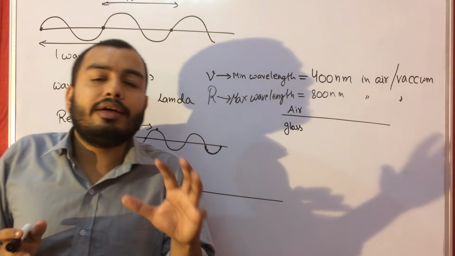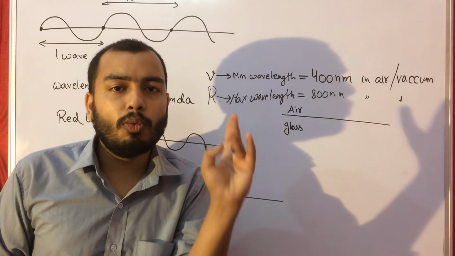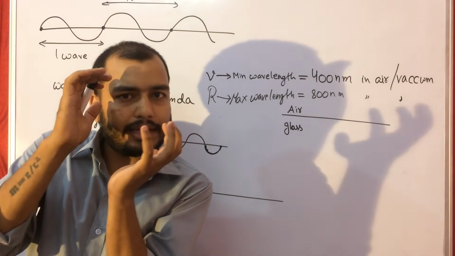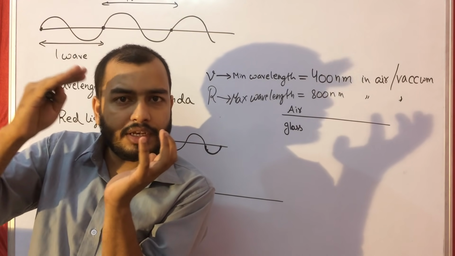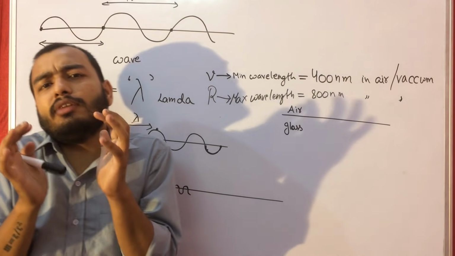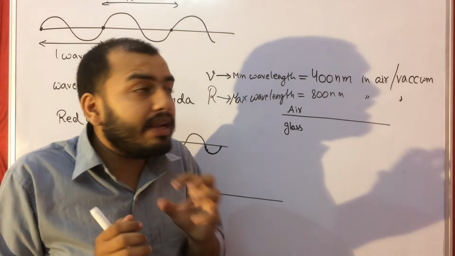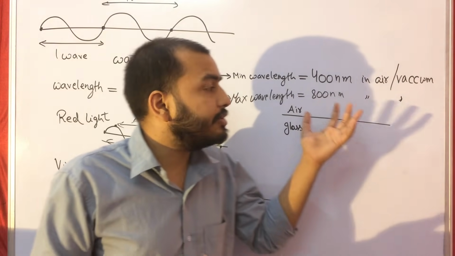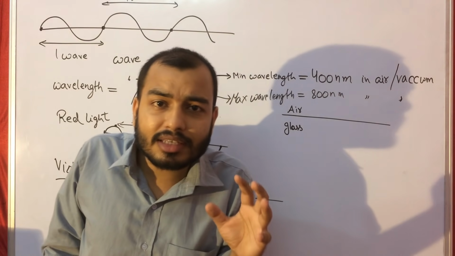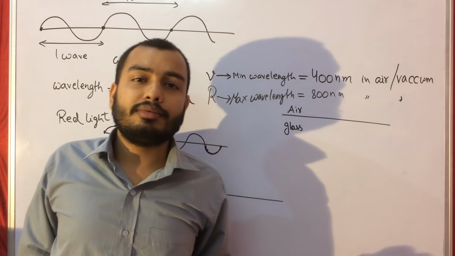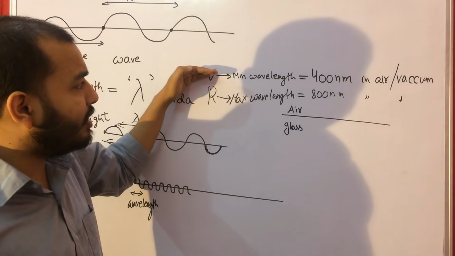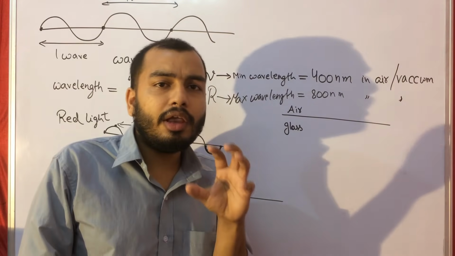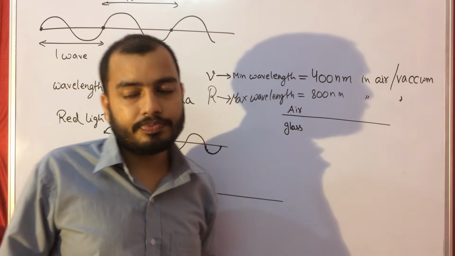Among the visible colors, that is violet, indigo, blue, green, yellow, orange, red, this is visible light. This much is only the visible light. Among the visible light, red color has the maximum wavelength, 800 nanometer. And that makes red color different from violet color. Similarly, the other colors, indigo, blue, green, yellow, orange, have wavelengths in between these two. Okay.